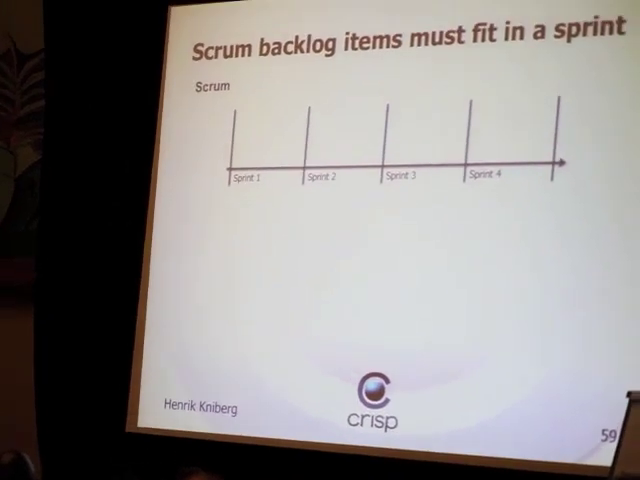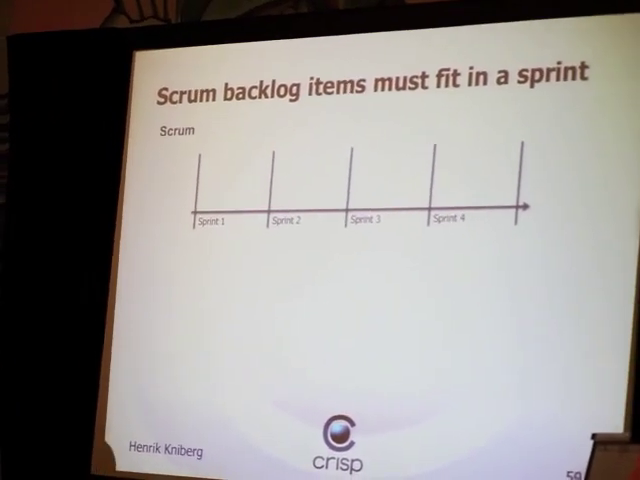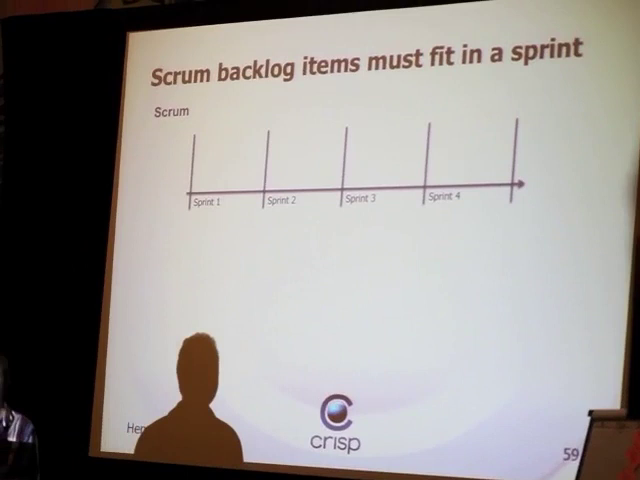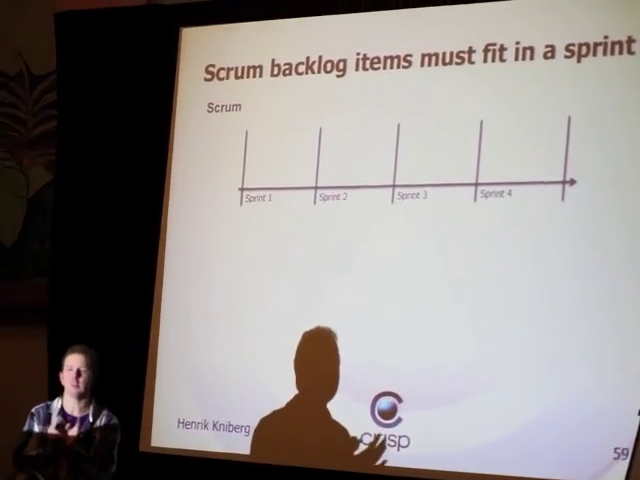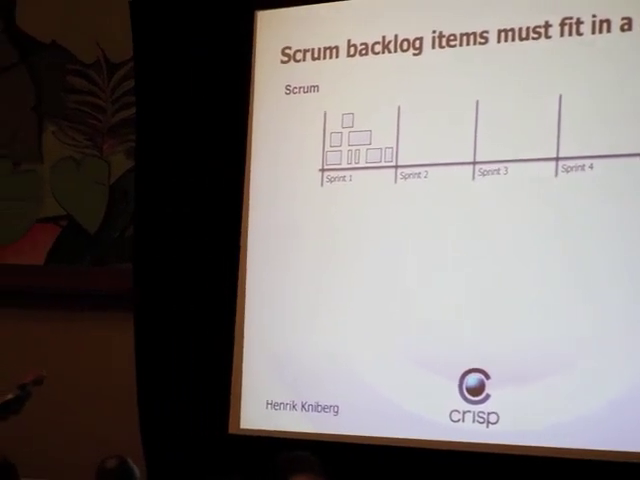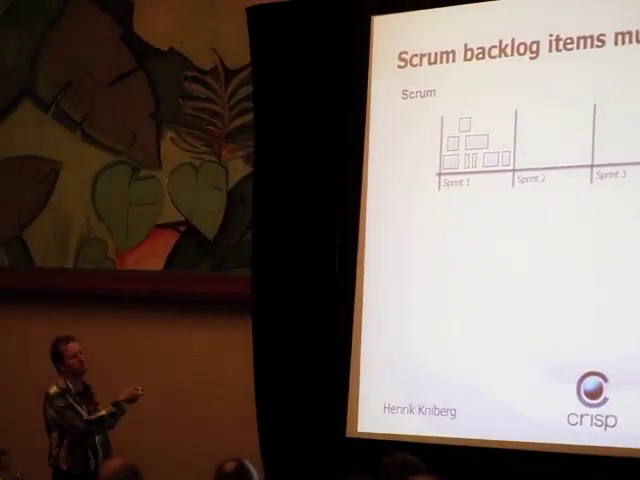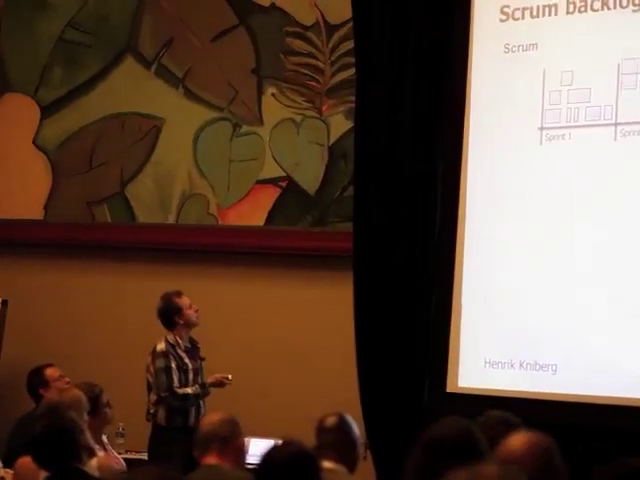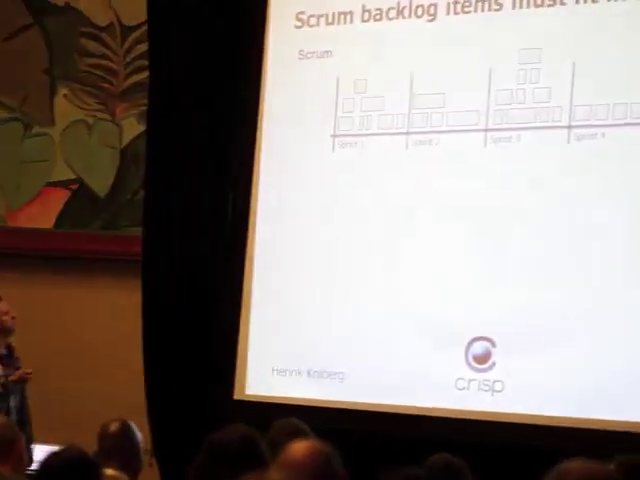Scrum backlog items must fit in a sprint. This causes pain. It's hard. Sometimes it's a good type of pain. Breaking things into pieces is good. But it can sometimes feel a bit contrived. Why does it have to fit into here? Why can't this thing leak over to there? Why is that bad?